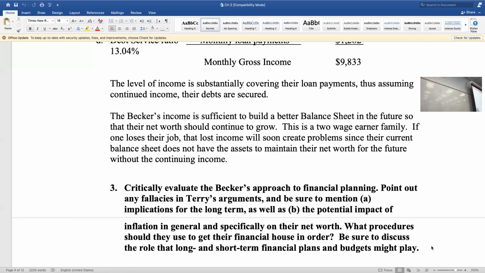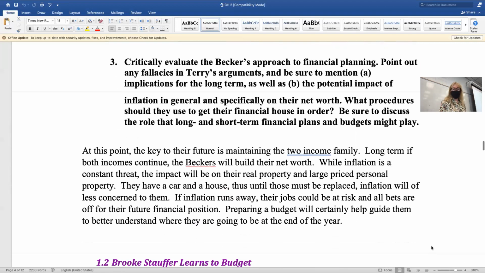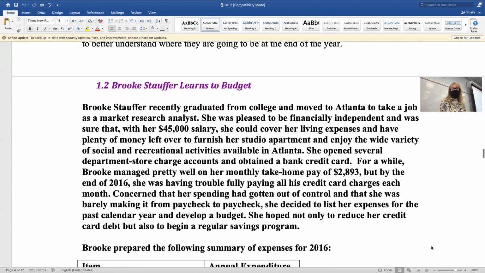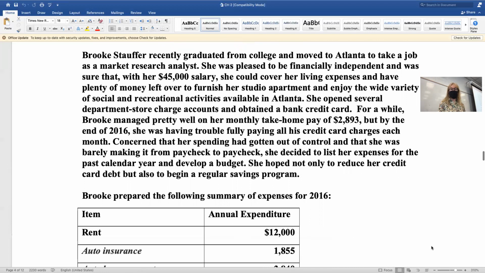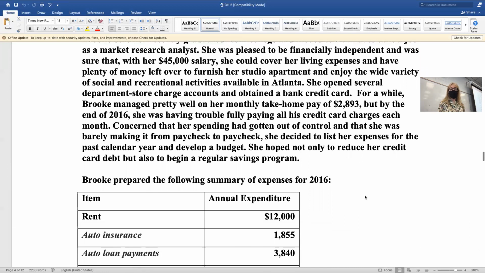Okay, any questions on this one? Okay, let's go on to the second one then. So this person is trying to budget. Okay, so this girl recently graduated from college. She moved to Atlanta to take a job. She's making $45,000. She has bank cards, and her take home, let's see.